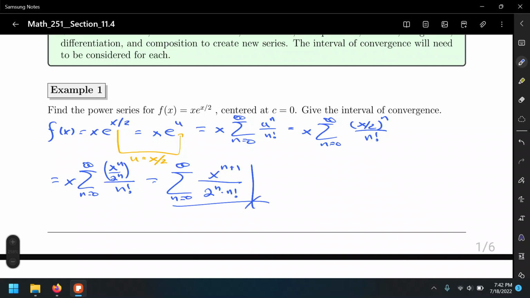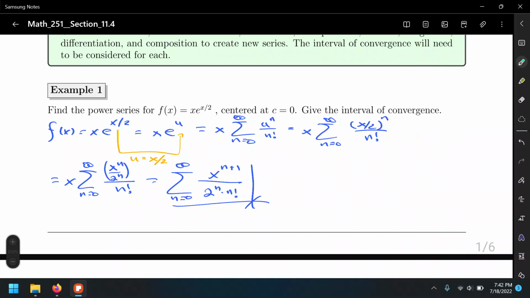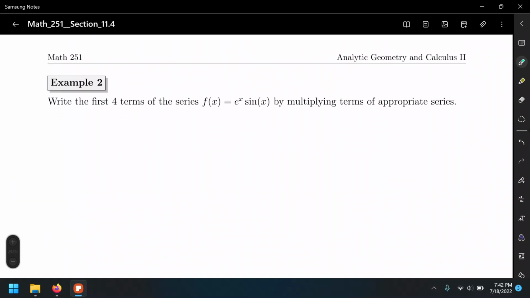And well, in this case, the u equals x over 2 doesn't have any restrictions. That means that we can use the same interval of convergence, which is all real numbers. So interval of convergence, IOC for short. How about negative infinity to positive infinity? All right. So let's look at another example.